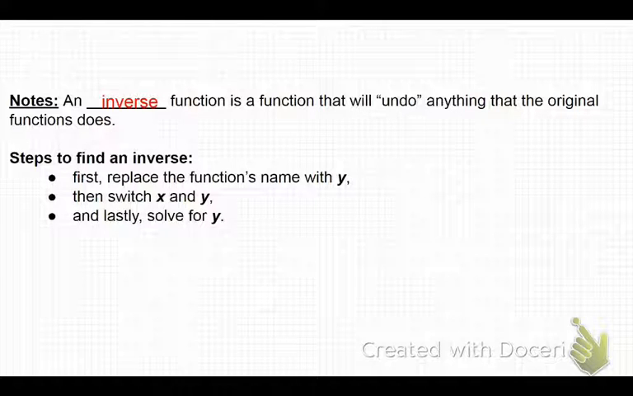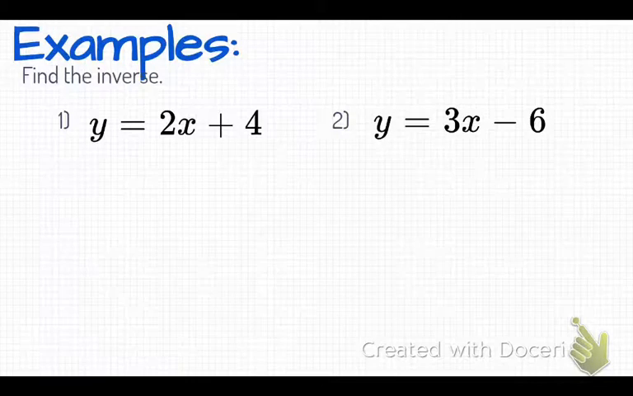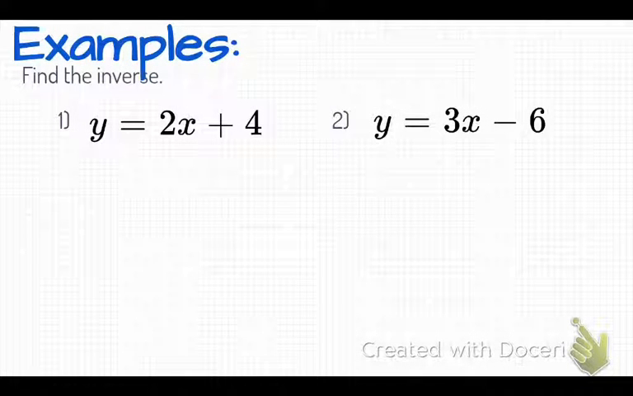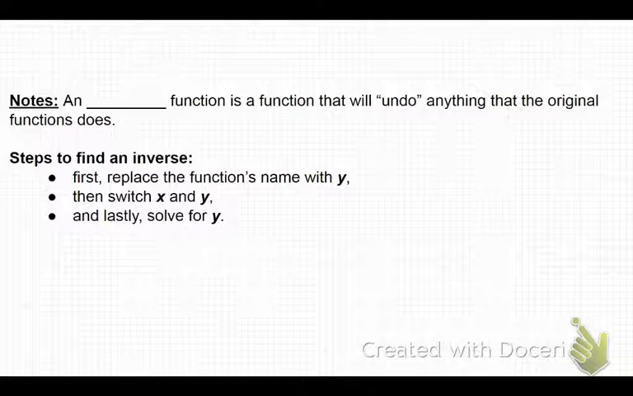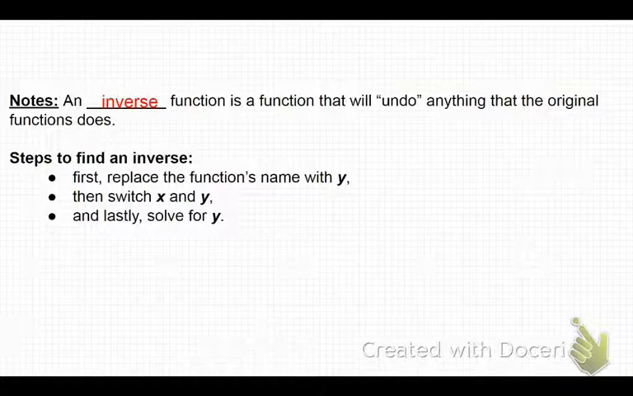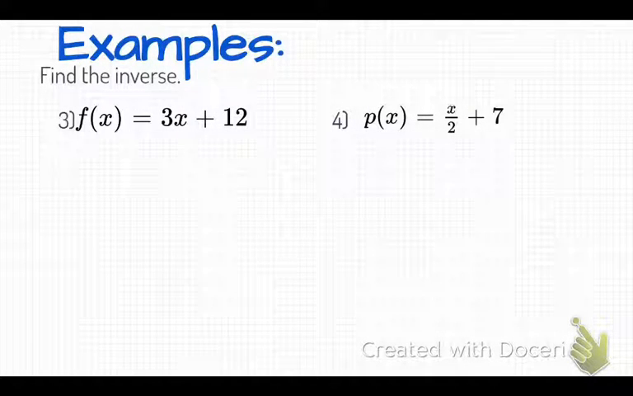Now, steps to finding an inverse, what does that first step say? First, what? Replace the function's name with y, but we had y on both of these already. Okay, but normally I won't. The rest of the steps are the same. But on 3 and 4, do I have y already there? No. So I would need to change f of x to y or p of x to y and then continue solving, okay? So on your toolkit where I had you write that asterisk and skip it, we're going to put that there. Change f of x to y.